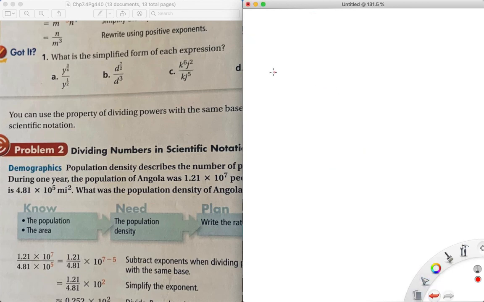Alright, let's do C. K6, J2, K, we're going to put a 1 here, K1, J5. Okay.